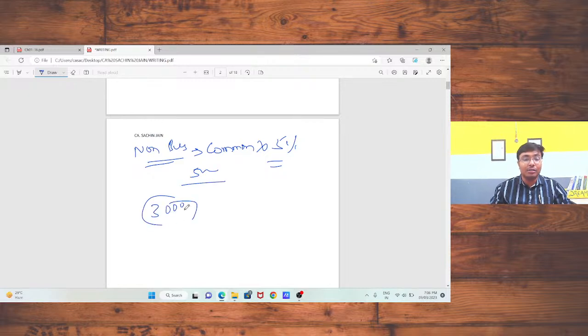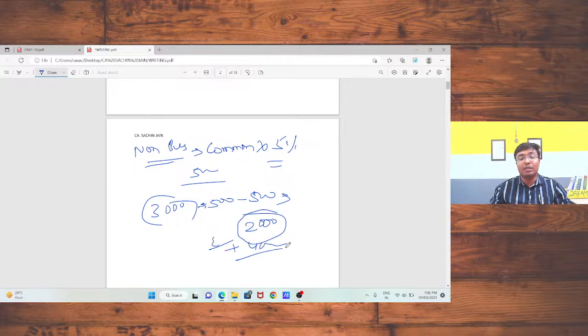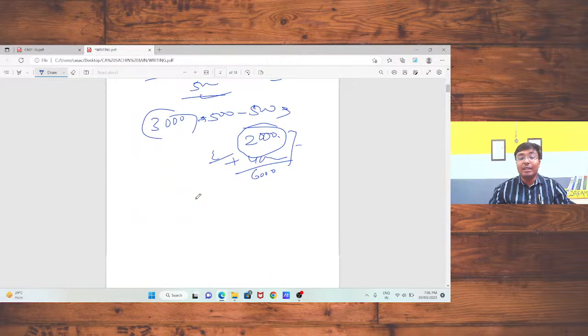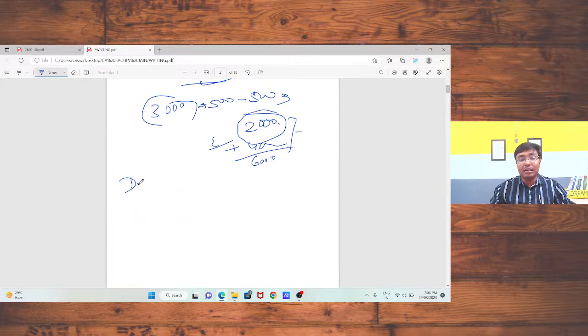In that case, 3000 is your common credit, minus 500 related to your exempted and 500 related to your non-business purpose, then 2000 rupees will be your eligible, plus the earlier 4000, that is 6000 rupees input is your eligible part. The input which is related to your non-business purpose and the input which is related to your exempted supply, you need to reverse that input tax credit through form DRC-03.